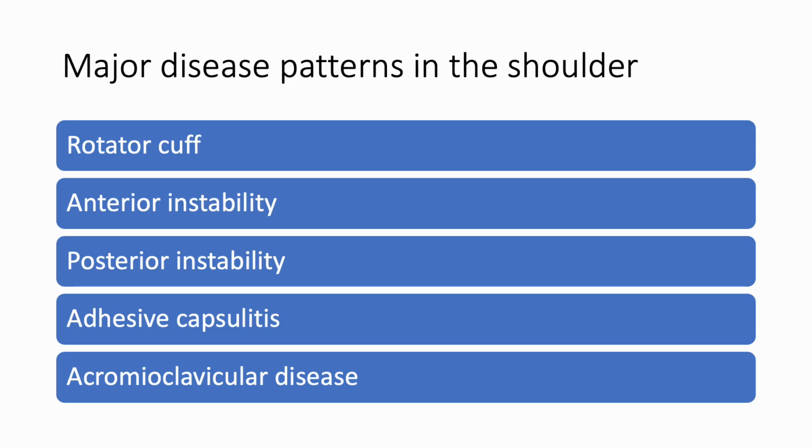So we're going to talk about 5 major diseases in the shoulder: the rotator cuff, anterior instability, posterior instability, adhesive capsulitis, and acromioclavicular disease.